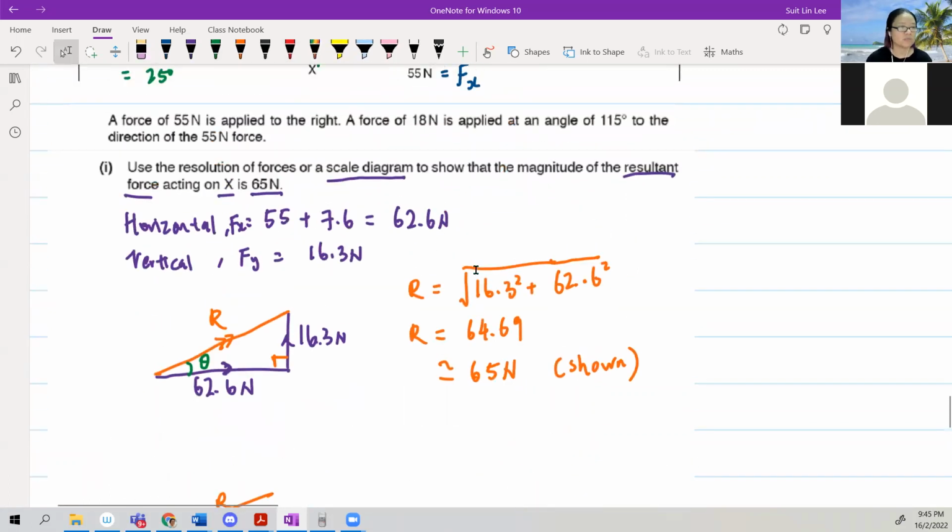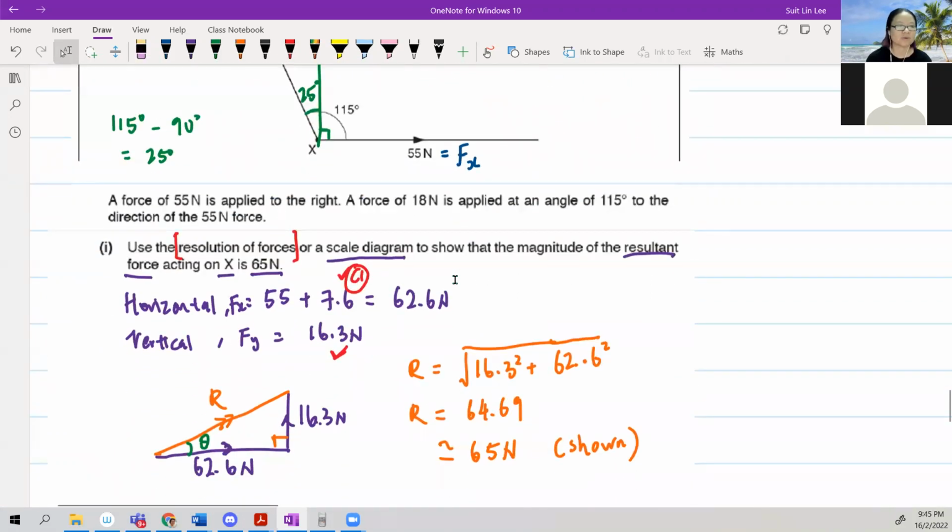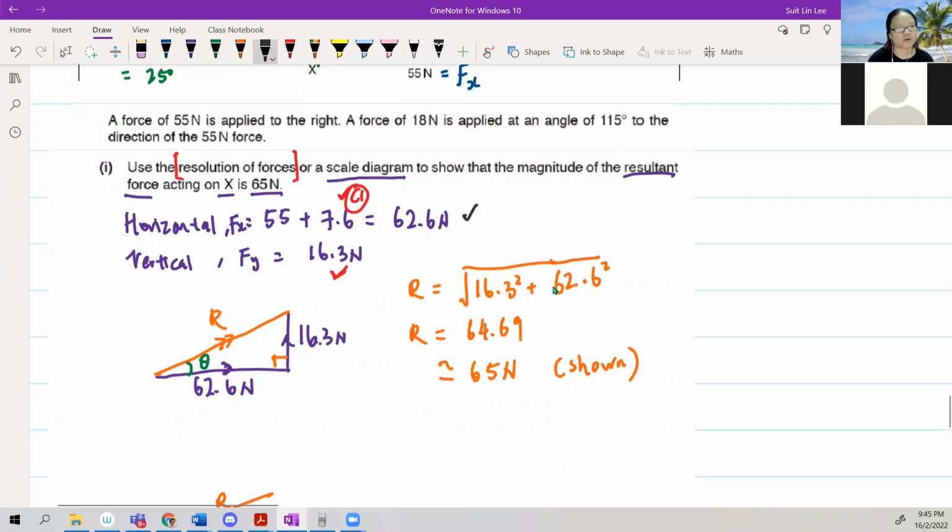Okay, and then for this one, we are using the resolution of forces method. So if I see 7.6 and 16.3, it means you resolved correctly, you get C1. 7.6 and 16.3, or 18 sine 25, 18 cos 25. Okay, you get C1. Next one is when you add them together, I can see 62.6 Newton, and then I see the transfer into Pythagoras. This is another C1. Of course, the final answer won't have a mark because the answer is given to you.